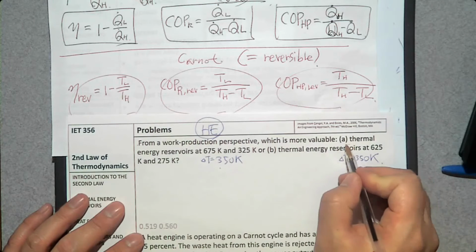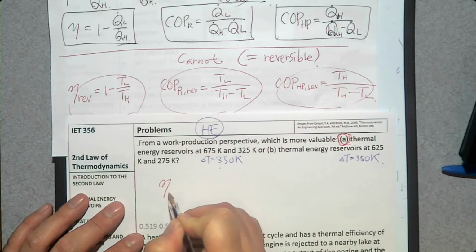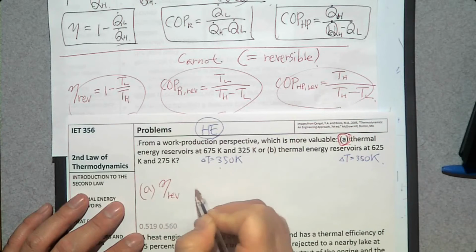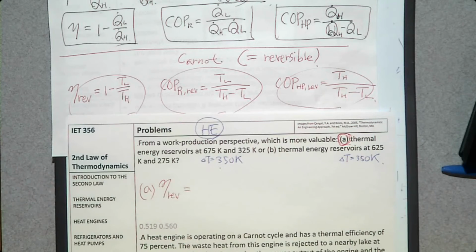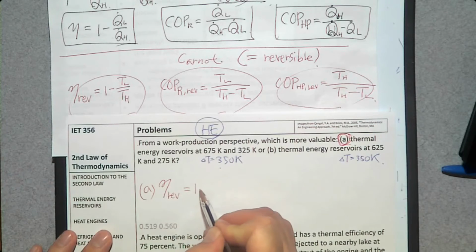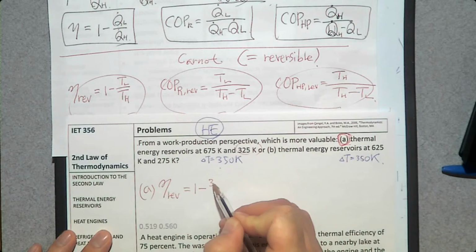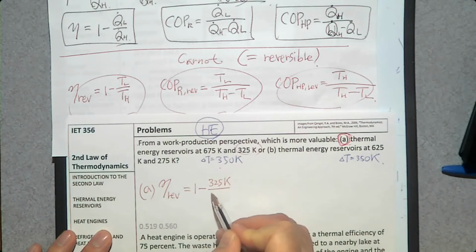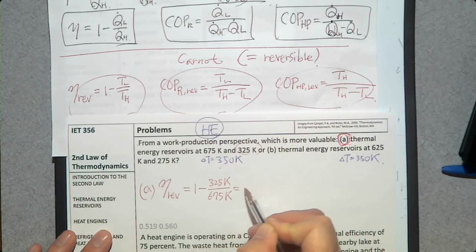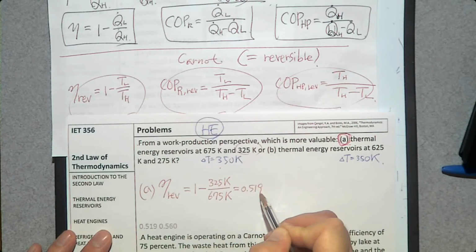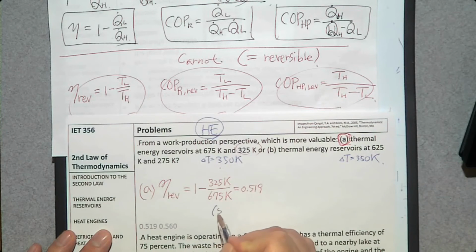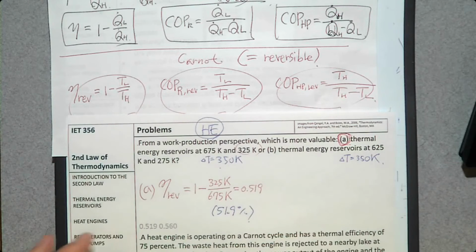So let's calculate the theoretical maximum efficiency of the first power plant, which is in Texas. How do we calculate that? 1 minus TL over TH. 1 minus TL, 325 Kelvin, divided by TH, 675 Kelvin. We got 0.519, which is about 51.9%. So that is the maximum possible efficiency you can achieve from this power plant. Of course, the actual value will be less than that.